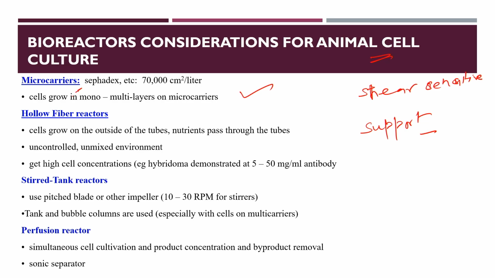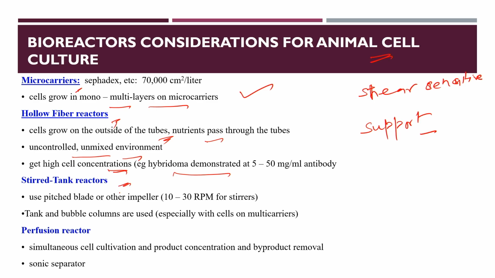For that, one option is you can have a microcarrier. One example is Sephadex. The cells grow in a monolayer, or they can also grow in multilayers on the microcarrier. You can also have the hollow fiber bioreactor. In that case, cells grow outside of the tube, and nutrients pass through the tube from the inside. There are some challenges, like an uncontrolled and unmixed environment, but you get a high cell concentration. For example, hybridoma demonstrated 5 to 50 milligram per liter antibody.